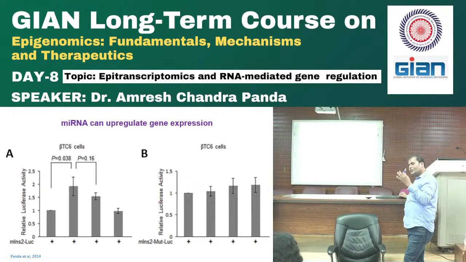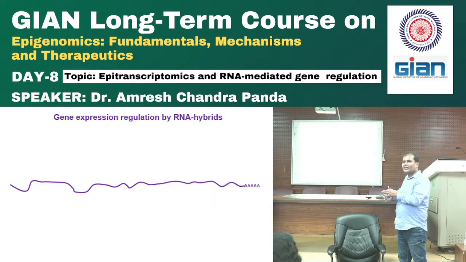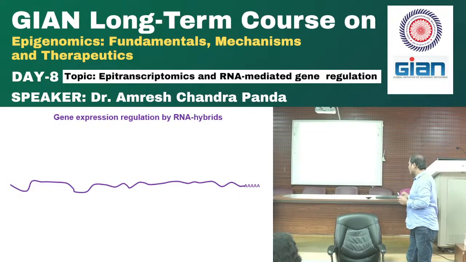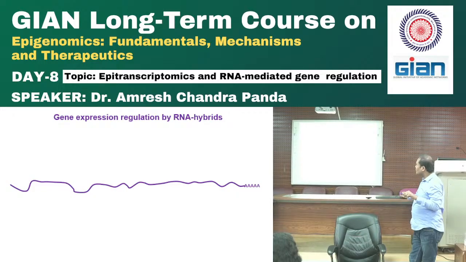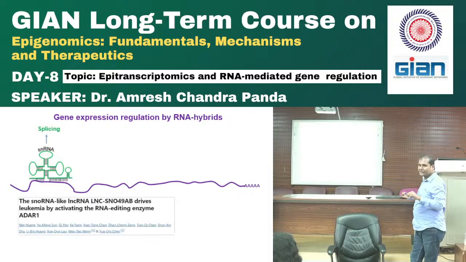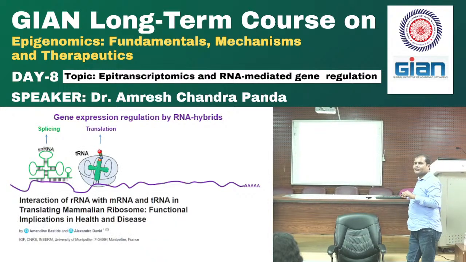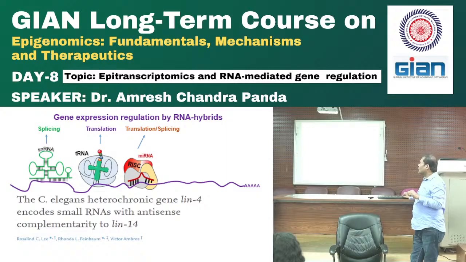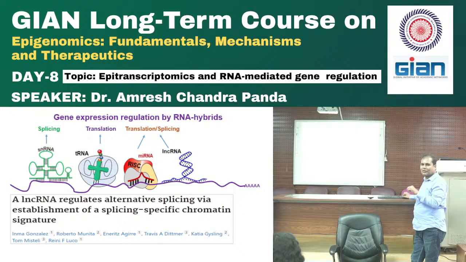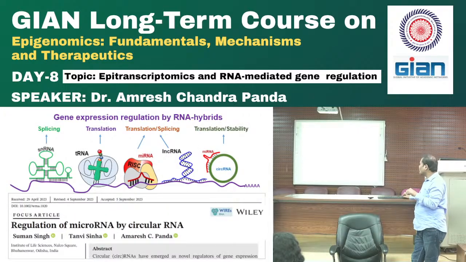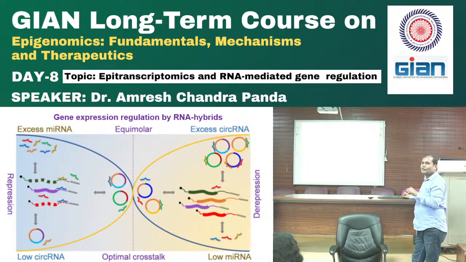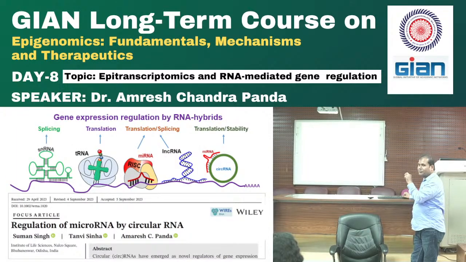Okay. And all this happens because of RNA-RNA interaction, right? So we are talking about microRNA, but there are other RNAs. These are small nuclear RNA, snRNA, that is important for splicing, right? Then tRNA, important for translation. MicroRNA, translation, stability; lncRNA, translation, stability, splicing; and then circular RNA, mRNA, microRNA interaction is for the protein, mRNA stability and translation.